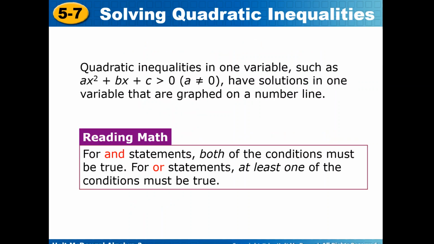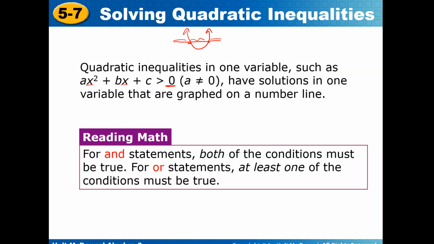All right, just another little fact here. Quadratic inequalities in one variable, such as ax squared plus bx plus c is greater than 0, where a can't equal 0, have solutions in one variable that are just graphed on a number line. So if this ends up being 0, not y, that means we just have one variable, which is x. And when we have that, we just graph it on a number line. But we can still remember that it is a parabola, and we're going to be choosing the points in between or outside of that parabola.